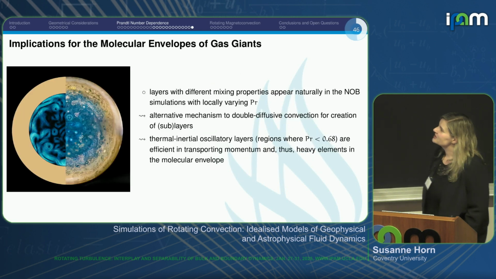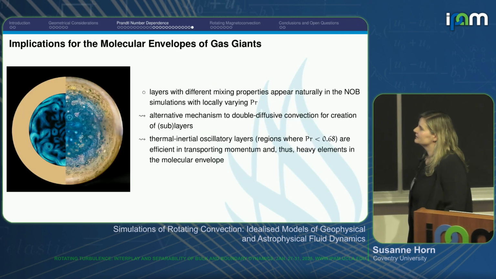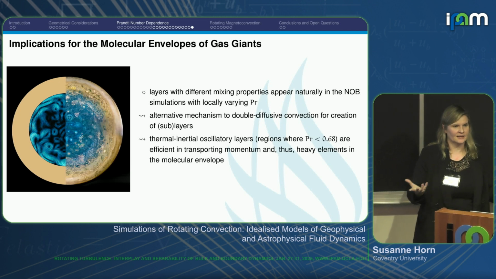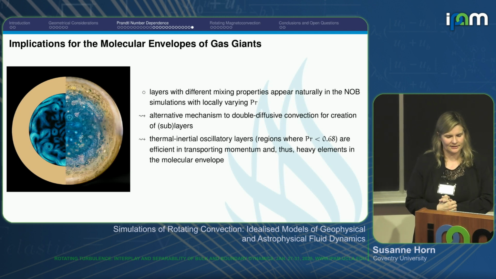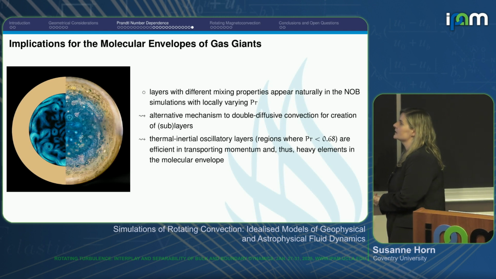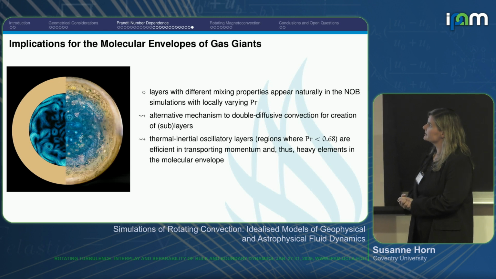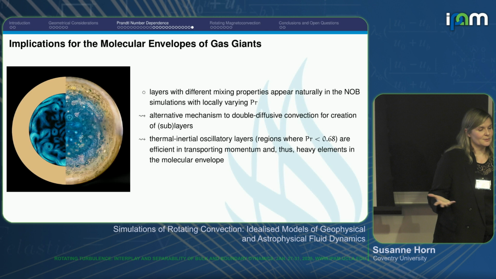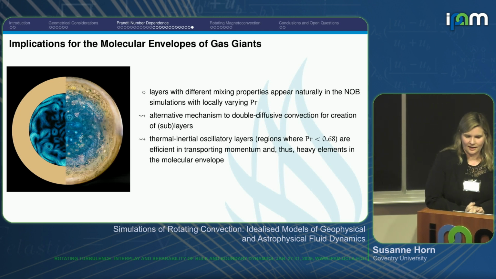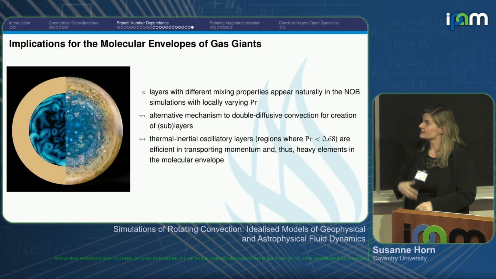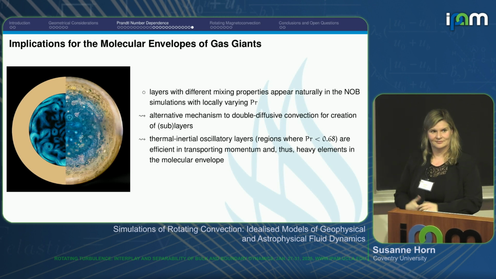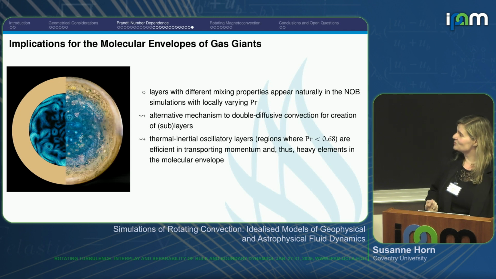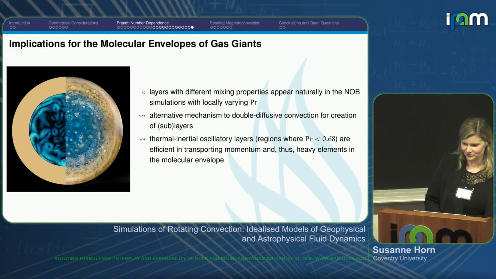So the interesting bit about this is that if our Prandtl number varies throughout the fluid, like it's the case in molecular envelopes of gas giants, then we would expect that there are some thermal inertial oscillatory layers. The spherical simulations also show that it actually matters, so it might really matter in the entire planet. And that might really affect how momentum is transported. Of course, only if the simulations at not very extreme parameters carry over to geophysical parameters.